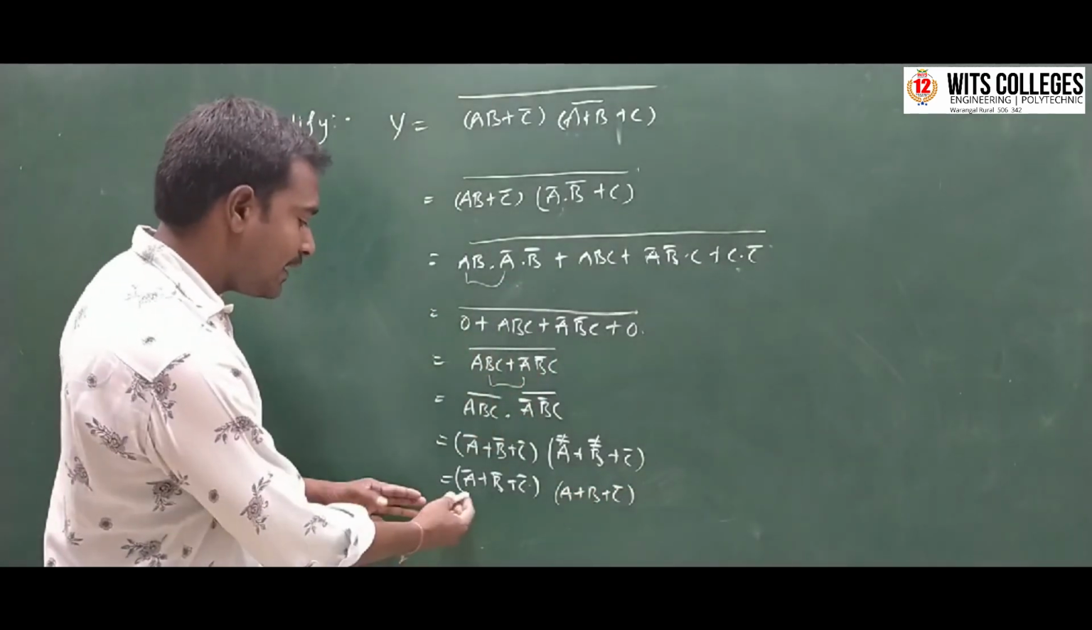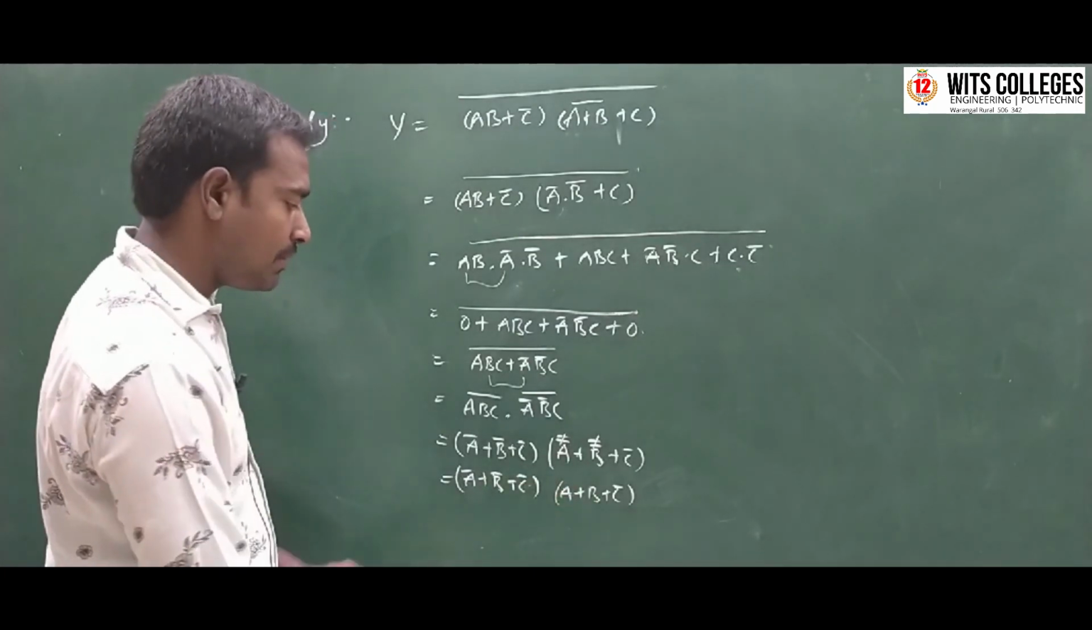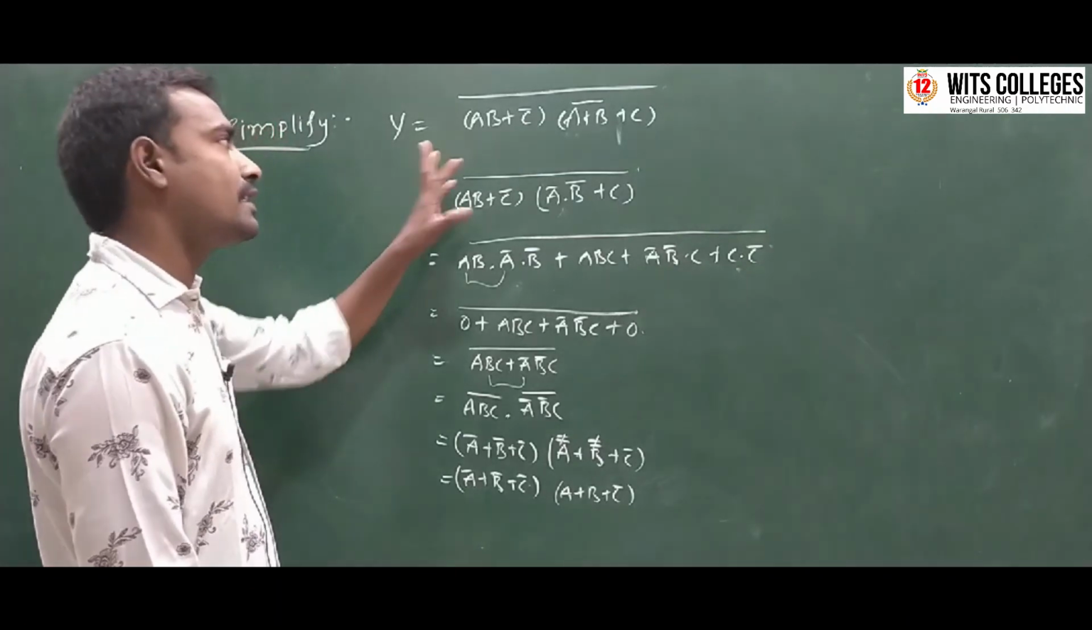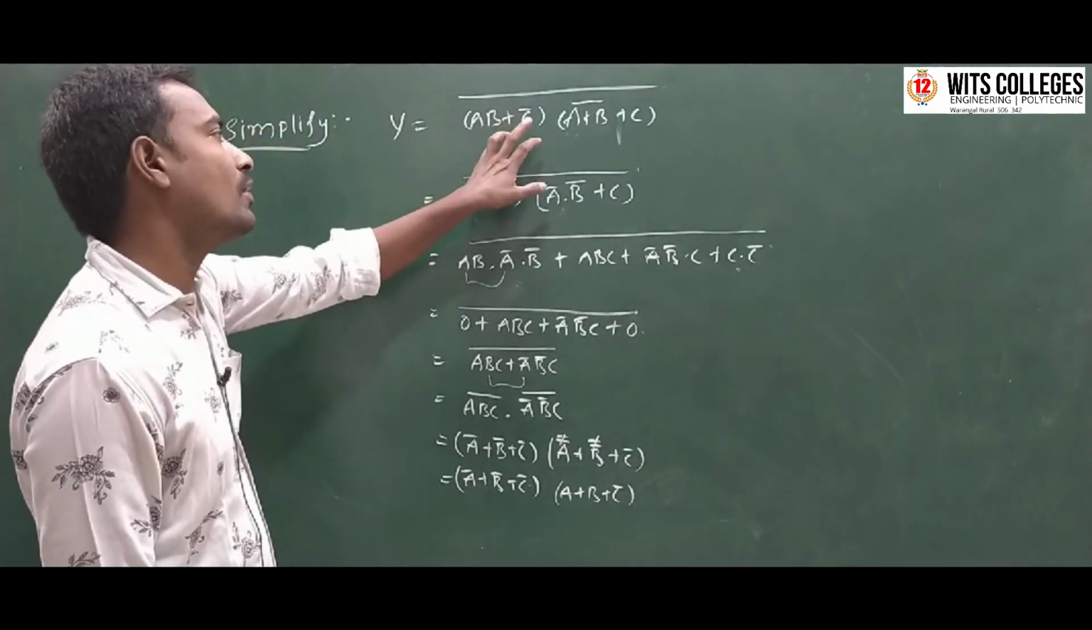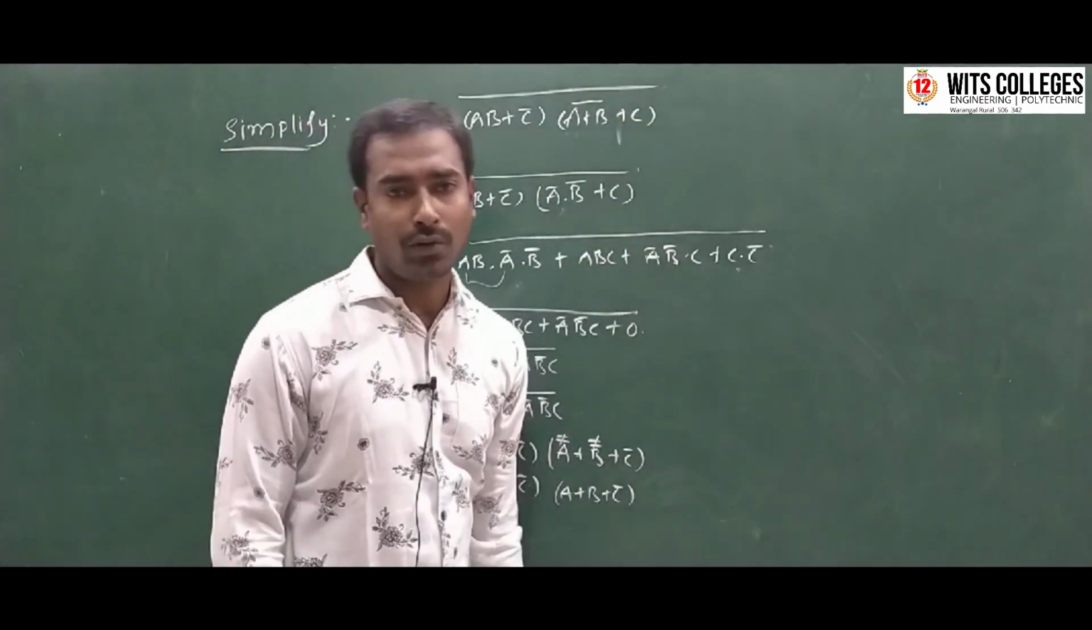This is equal to a bar plus b bar plus c bar into a plus b plus c bar, which is equal to the given expression y is equal to a into b plus c bar into a plus b whole bar plus c whole complement.